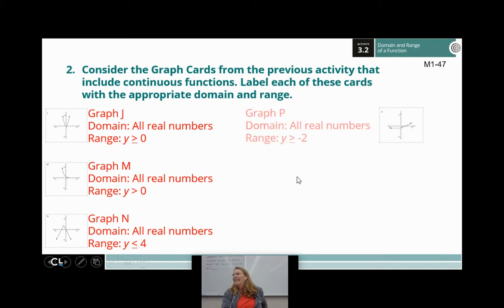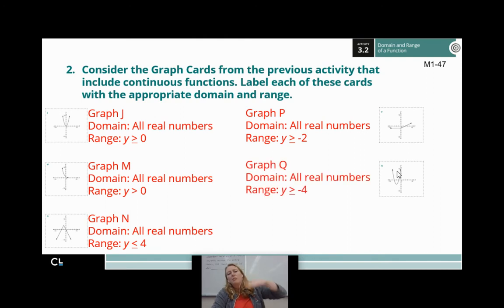For graph P, again, spreading forever. So left and right forever means all real numbers, but it does bottom out. I mean, it's going to go up forever because of the arrow, but it's bottomed out. So my range is y is greater than or equal to -2. Oh, you know this drill. It's going up forever. It has a place where it bottoms out, but it's going to spread forever. So since it spreads forever left and right, my domain is all real numbers. Because it bottoms out, I'm going to say my range is y is greater than or equal to -4.